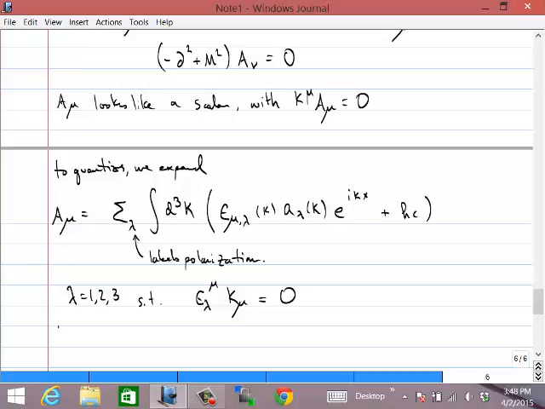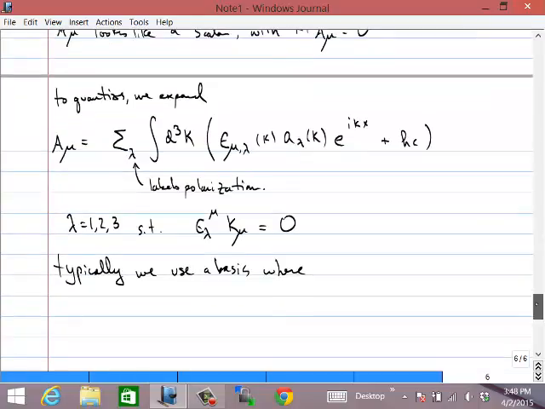And typically, we'll use a basis where, for example, epsilon lambda mu contracted with epsilon lambda prime mu will be equal to 0 unless lambda is equal to lambda prime. So that's just the statement that these 3 polarization vectors will be chosen to be orthogonal.